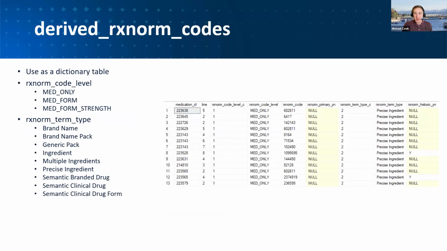And then finally, back to our derived RxNorm codes table. So this, as I said, is used as a dictionary table. Again, it's not going to say what patient had what medication when. It's just going to give you information on the vocabulary of the RxNorm codes for the different medications we have. You can see the different possible values for the code level, med only, med form strength. And then you have your different RxNorm term type, whether it's brand name, generic, ingredient, etc.